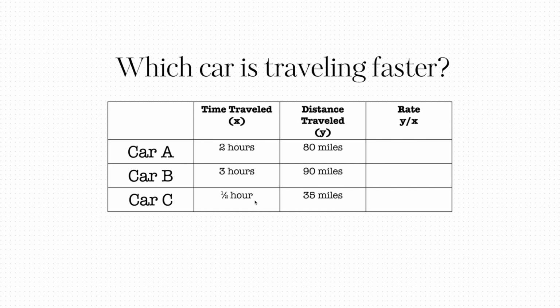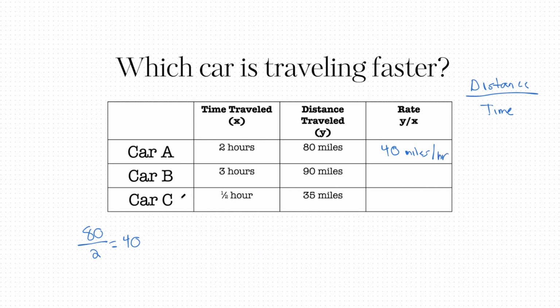The way you figure out the rate of speed is you take the distance traveled and divide it by the time traveled. I'm going to write this over here, and this is one thing you need to remember for this lesson: you do the distance and you divide it by the time. With that said, let's figure out car A. For car A, we know the distance is 80, and we're going to divide it by the time, which is 2. So 80 divided by 2 gives us 40. So the rate of car A is 40 miles per hour.